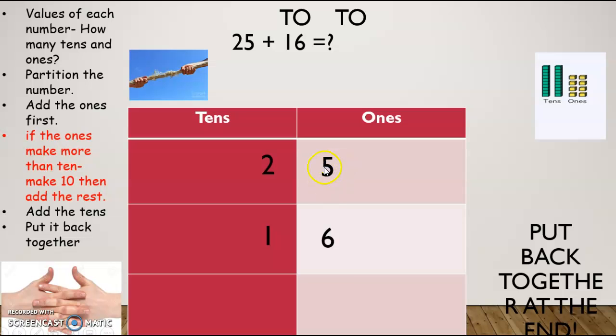So I've got 5 ones there. 5 and 5 makes 10, so I'm going to take 5 from the number 6. And then I've got 1 left over. So then I've got 1 10, 2 10s, 3 10s, 4 10s. 4 10s and 1 1, 41.